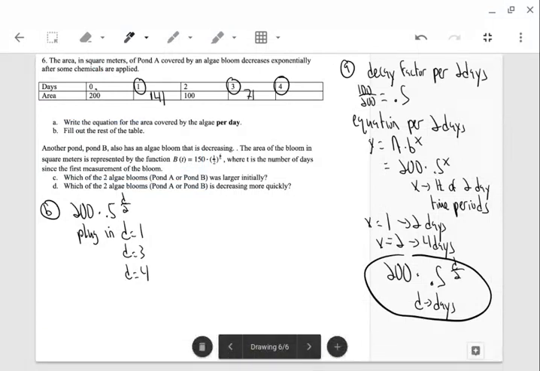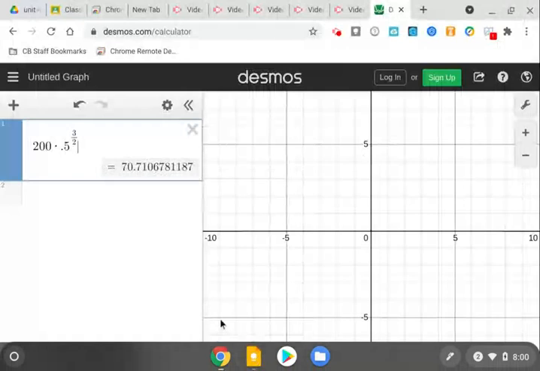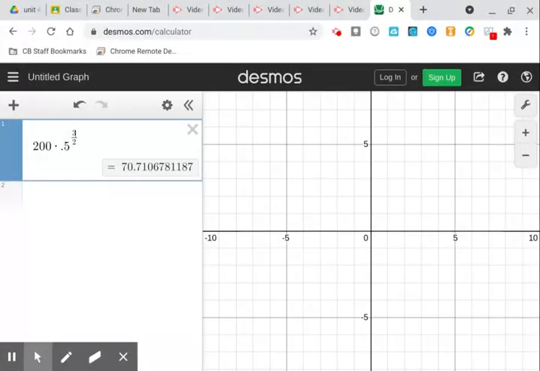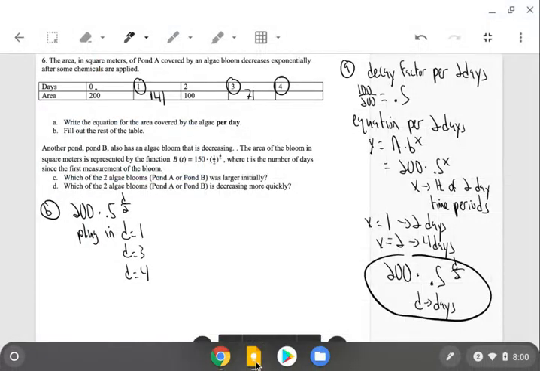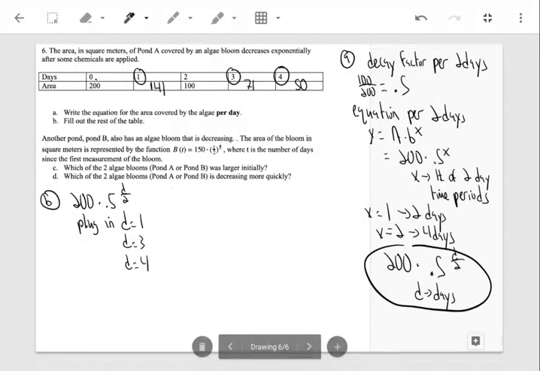And then we will plug in D equals 4. And that comes out to 50. So there's your answer for B. For C, okay, for C, this may be a little hard to see.